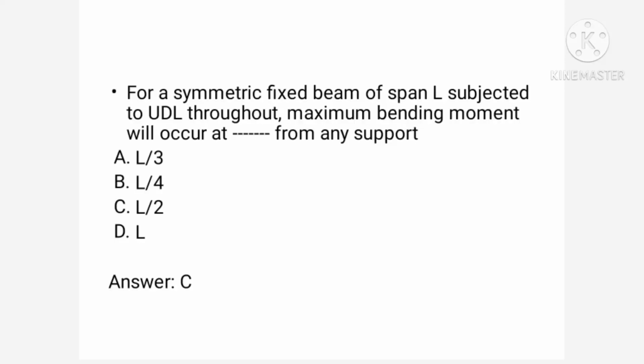Next question: for a symmetric fixed beam of span L subjected to UDL throughout, maximum bending moment will occur at dash from any support. When zero shear force is there, there has to be maximum bending moment. We have just now discussed that zero shear force will occur at L by 2. So obviously maximum bending moment will also occur at L by 2 from any of the supports, provided the beam is geometrically symmetric as well as symmetric loading wise.